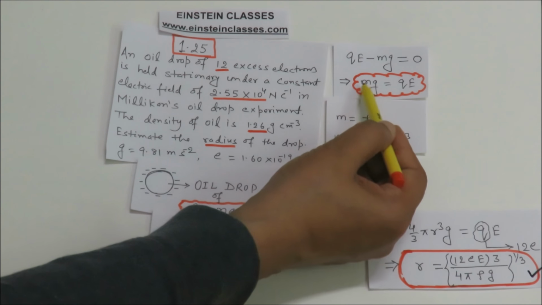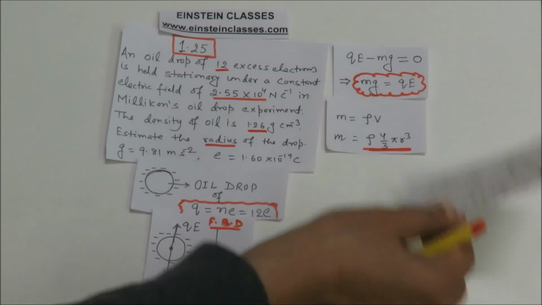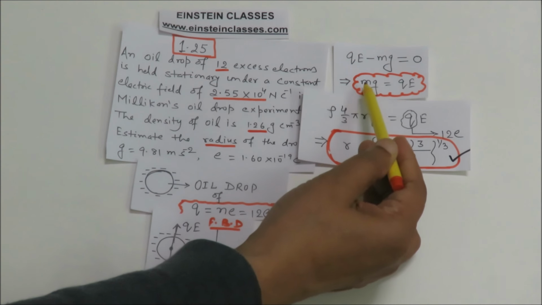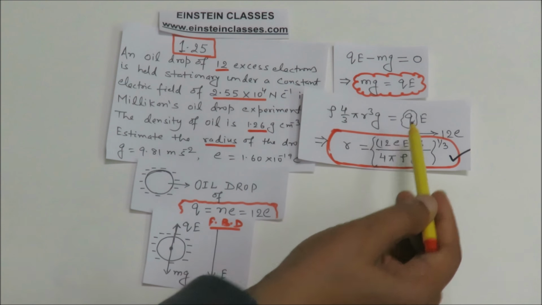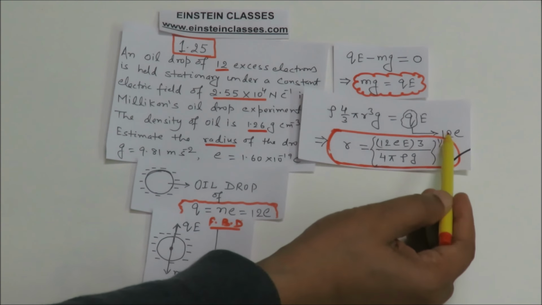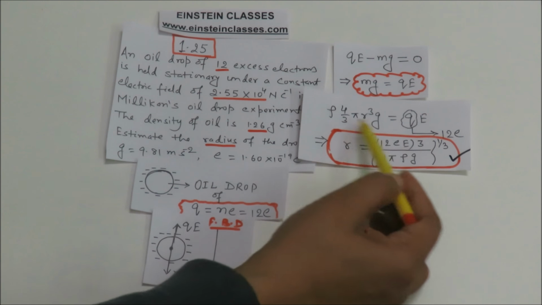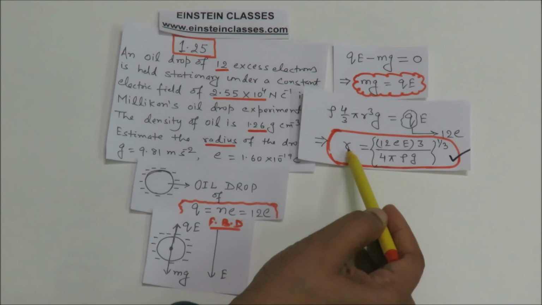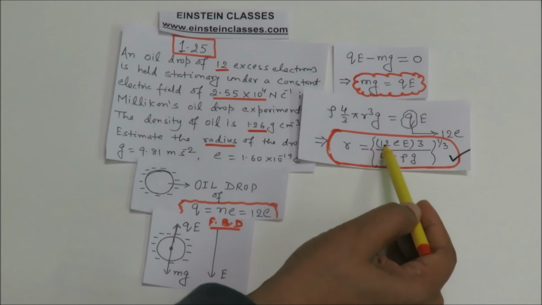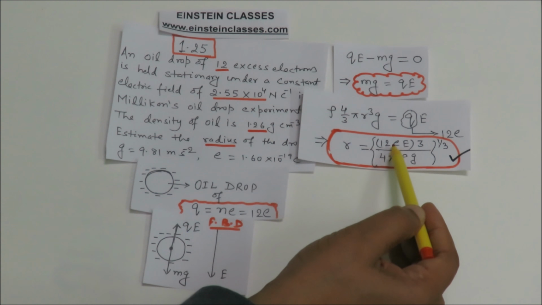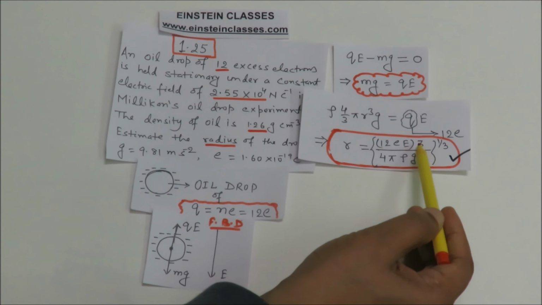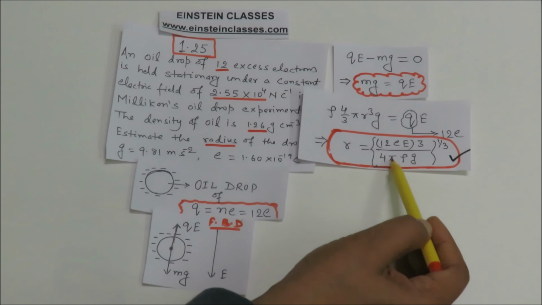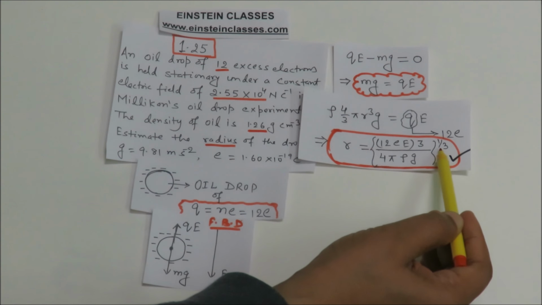After placing the value of mass m, rho into 4/3 pi r cube, you can get this expression. As the value of Q equal to 12e, place this value, simplify the whole thing and you will get the radius r will be equal to (12 into e, where e is the electronic charge, into capital E, the electric field which is given in the problem, into 3, divided by 4 pi rho g) raised to the power 1/3.